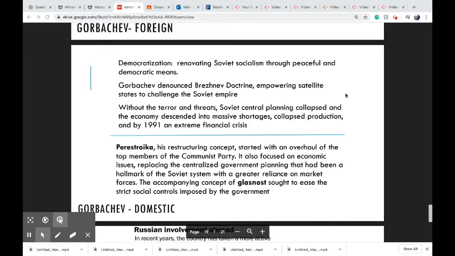Number 3 would be the collapse of the Soviet Union. Without the dissolution of what was essentially a modern empire, we wouldn't have seen democratization happening to the extent that it did throughout the Soviet bloc and in Russia itself.